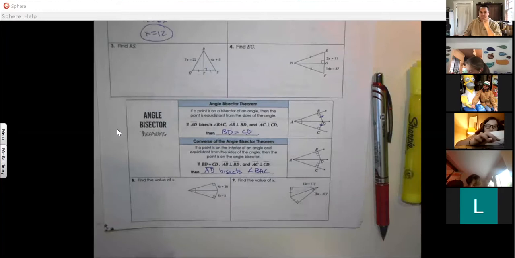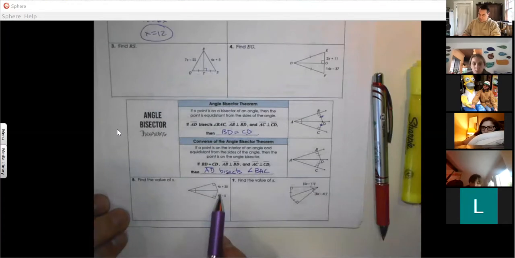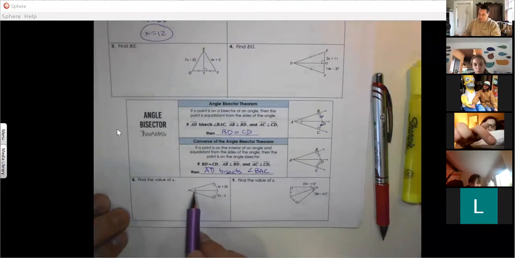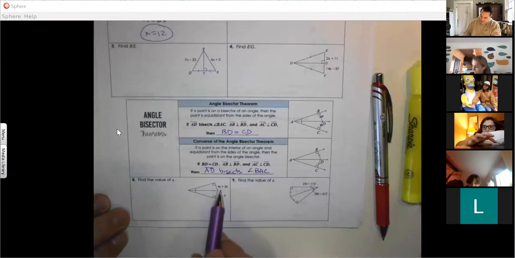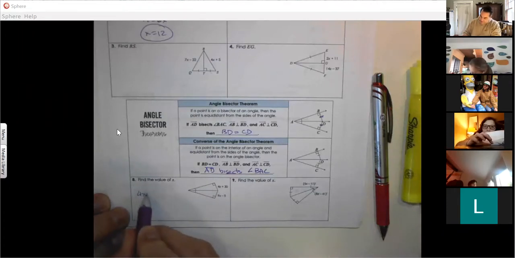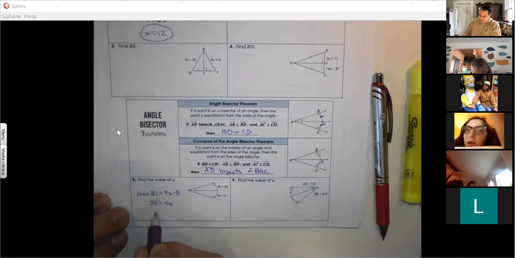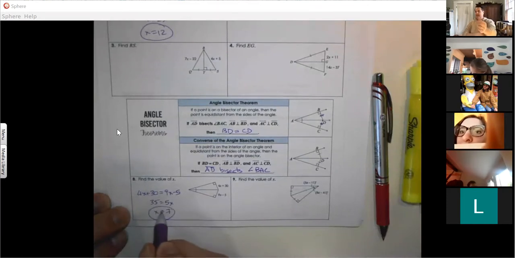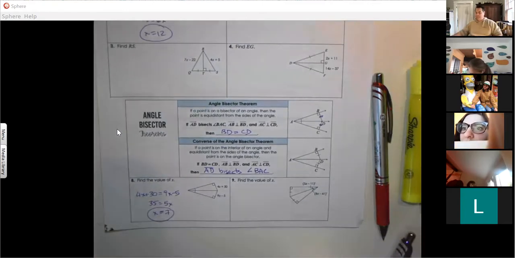And again, even though the concept is cooler than some of the other stuff, the application is going to look pretty boring. It's just going to say, okay, here I've got the angle bisector. These are perpendicular. Therefore, those lengths will be the same. 4x plus 30 equals 9x minus 5. Subtract, add, 35 equals 5x. x equals 7. Not a lot of intrigue there. Any questions on the angle bisector theorems?